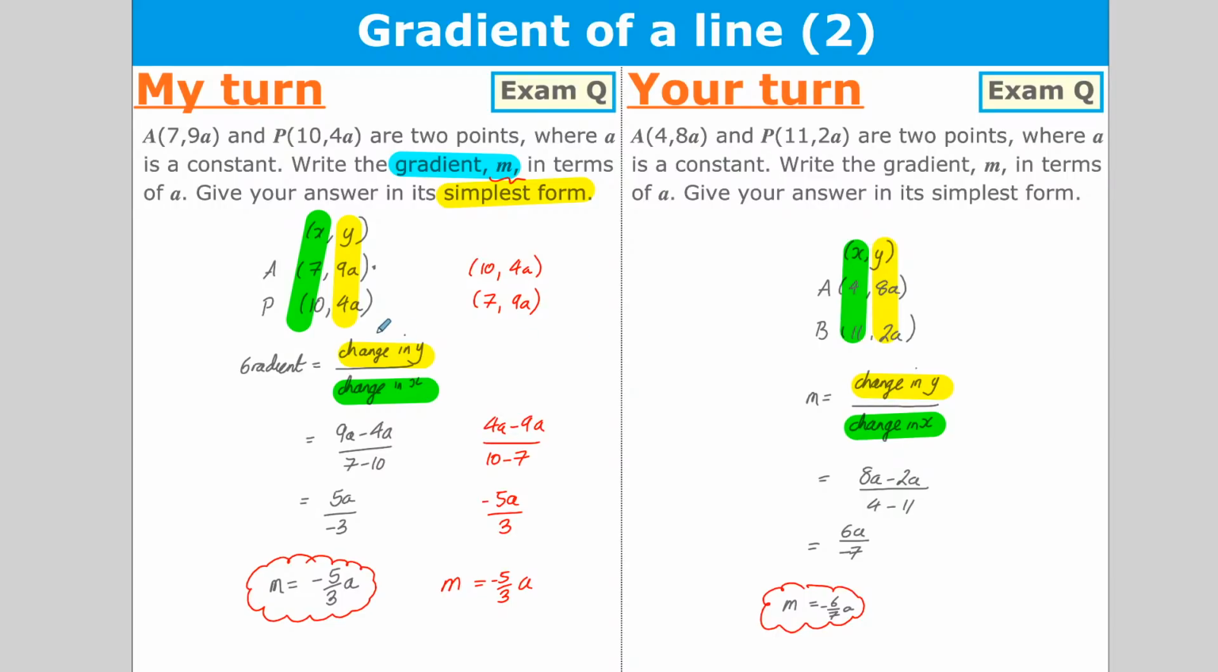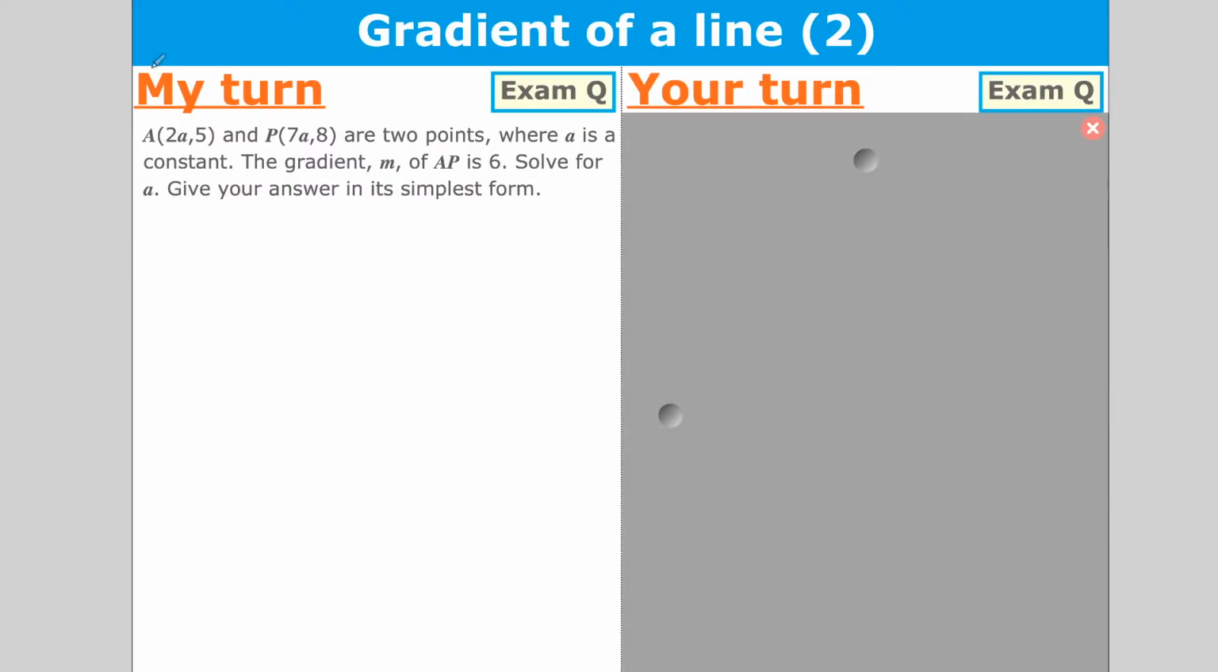Okay, time for our next question. This one's a little bit trickier. It's got a bit more a's involved. Let's have a look. We've got coordinates A, which are 2a and 5. And we've got coordinate P, which is 7a and 8. And they're two points where a is a constant. The gradient m of AP is 6. It tells you the gradient is equal to 6.